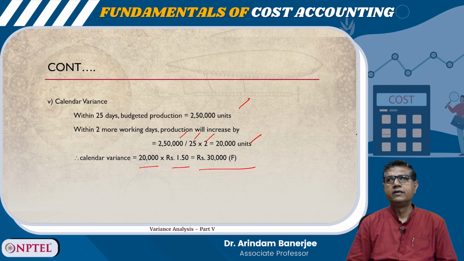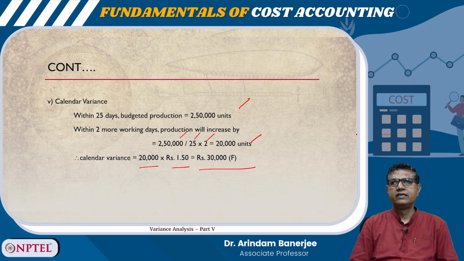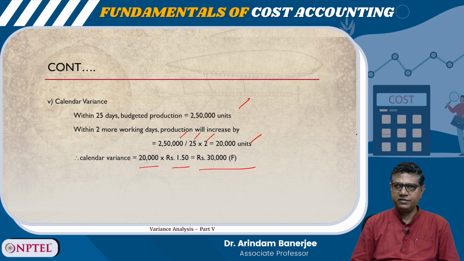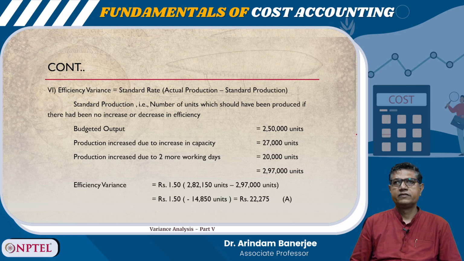So, we can calculate the calendar variance like this. The calendar variance arises because of change in number of days, fine. So, the budgeted number of days were 25, actual number of days is 27, right. So, 2 more working days are there. The production has increased by 2,50,000 divided by 25 into 2, so 20,000 units. So, calendar variance is 20,000 units into 1.50, that is 30,000 favorable, fine.